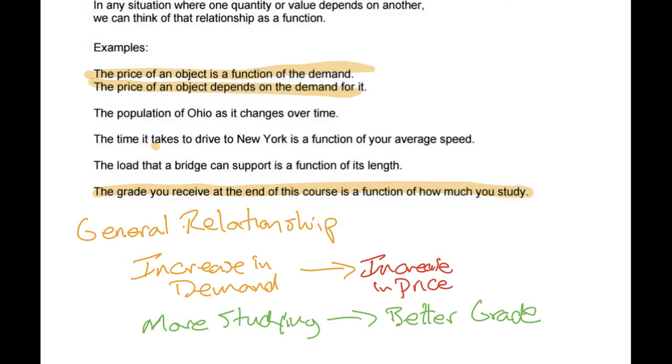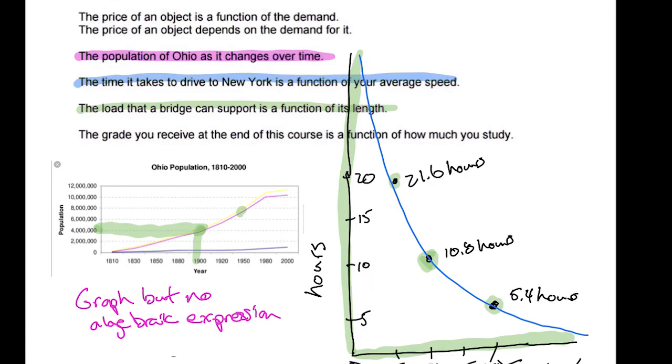The orange ones here, the price of an object depends on the demand, and the grade you receive depends on how much you study. Those are more general relationships. They're not precise functions. If you increase the demand for an object, you can probably increase the price. If you study more, you probably get a better grade. There's a general relationship there, but that's not a precise function as we talk about mathematically. But the other three are, in certain ways.